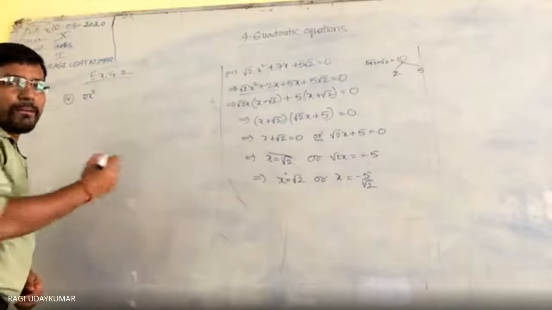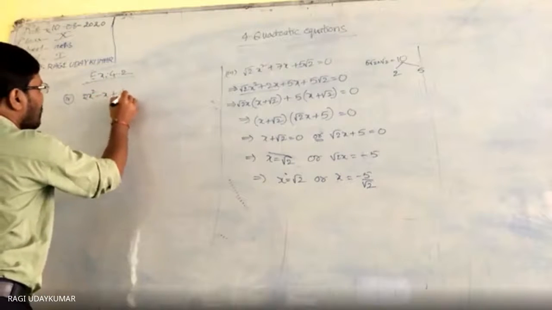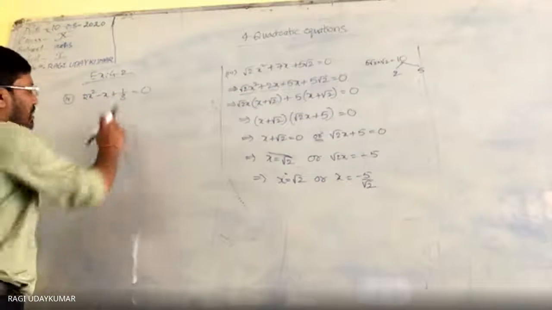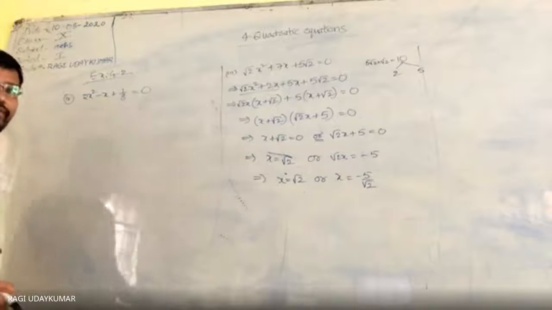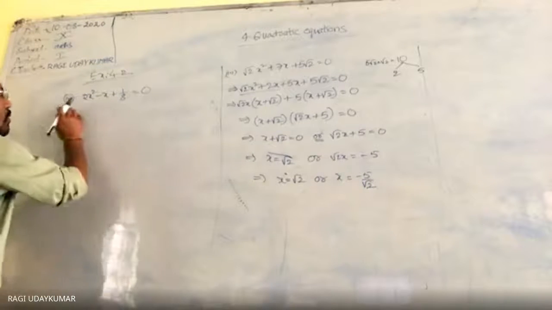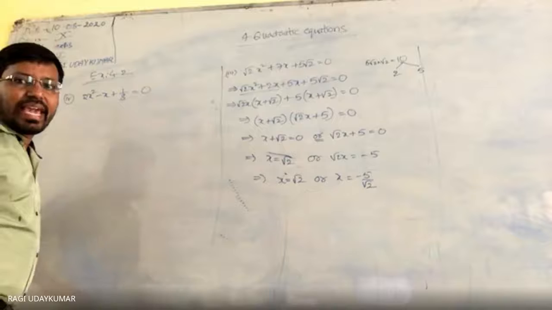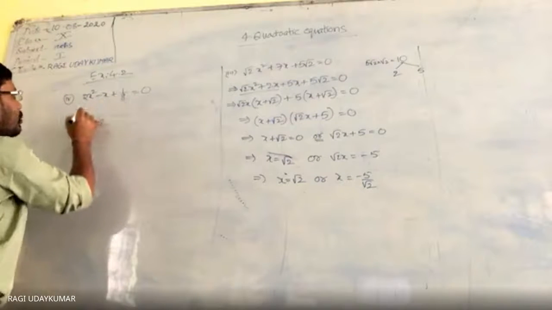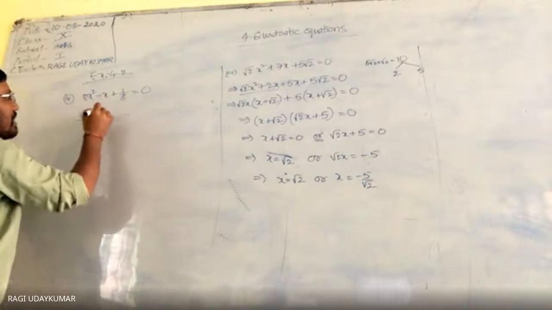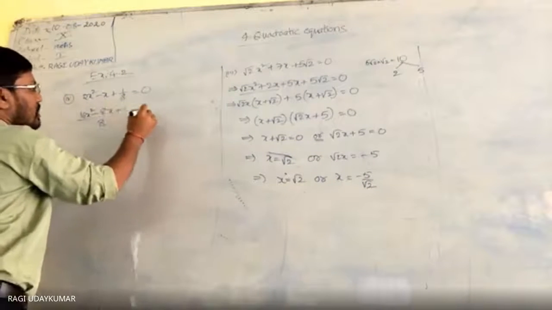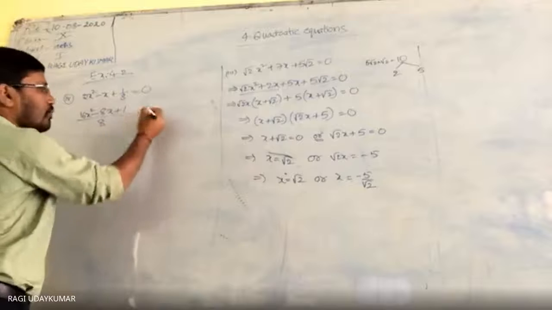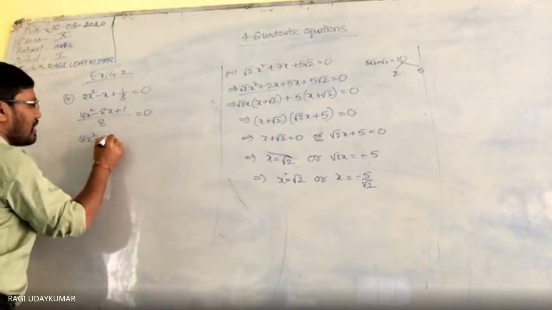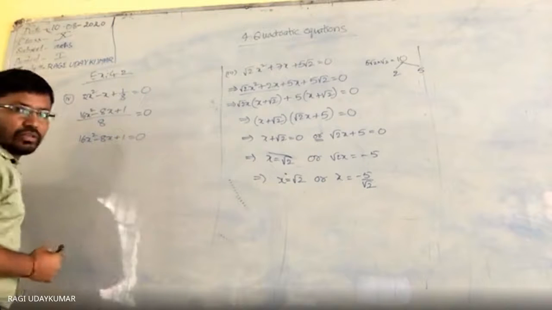2x square minus x plus 1 by 8 is equal to 0. This is the question. By seeing 1 by 8 you may get confused. Does not matter. You multiply the complete equation by 8, or take the LCM of 8. So what you get here: 16x square minus 8x plus 1 is equal to 0.